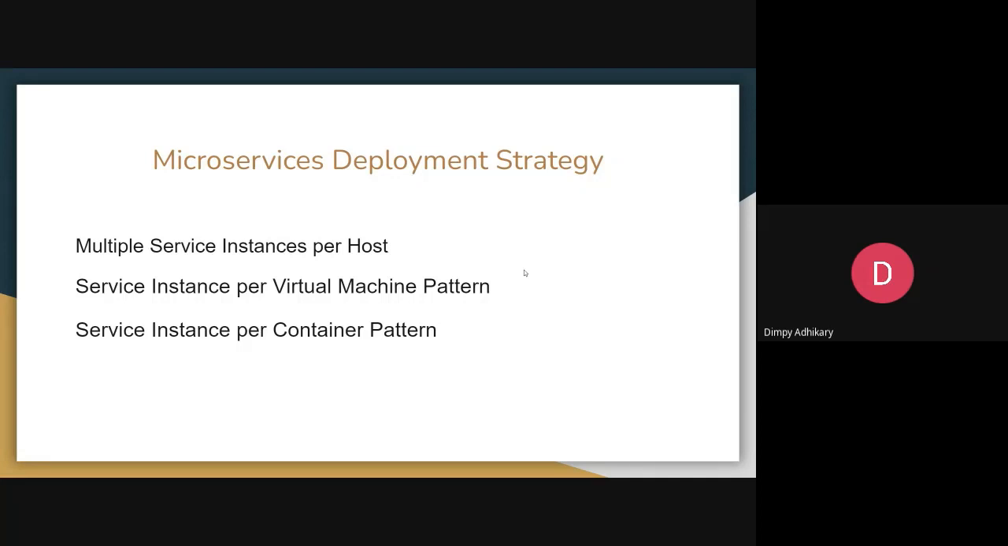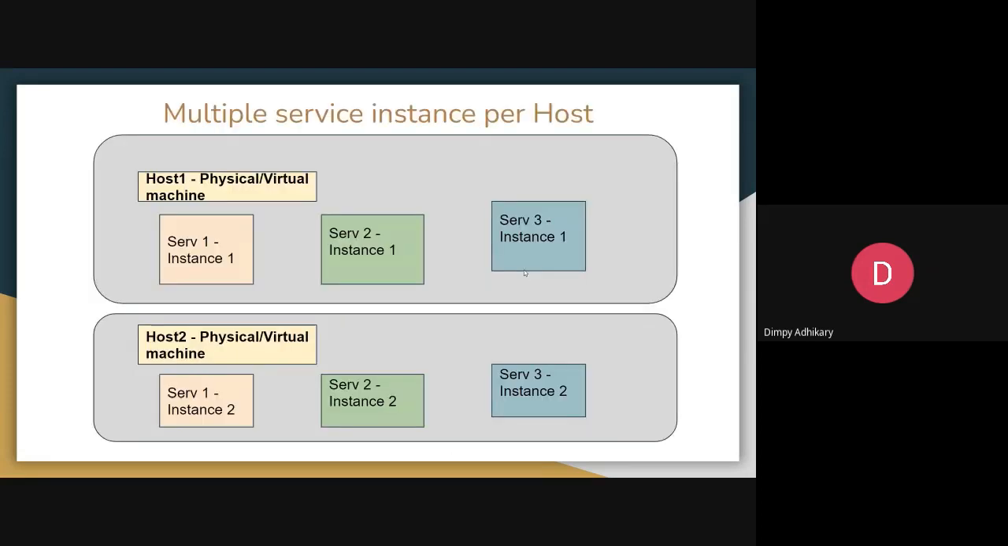Since in microservices each service is independent, we also need a good strategy for the deployment, so that we can track each service and the instances of each service running in different places. Basically, we have three deployment strategies. We'll go through these quickly. The first one is when we have multiple service instances per host.